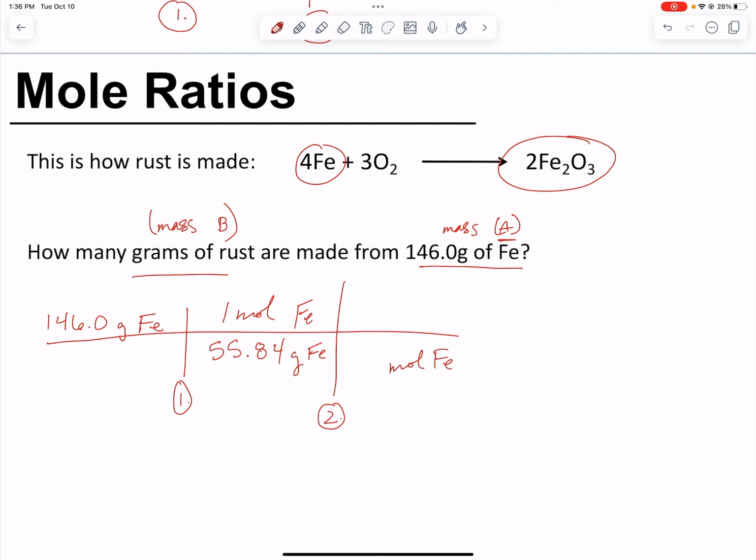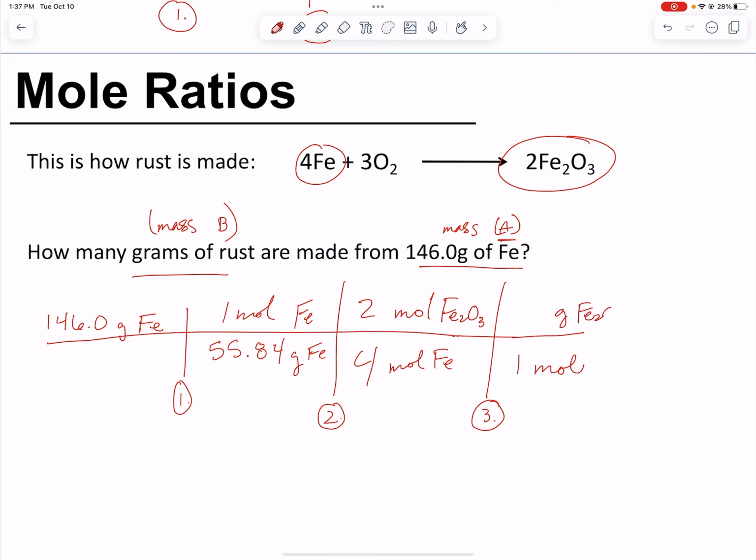I'm going to put that part on bottom, and I'm converting to moles of rust. So for every 4 moles of iron, it's 2 moles of rust. And then lastly, we need grams of rust, so we need a mole ratio, step 3, for rust. So step 1 is you're always dividing by the molar mass of substance A, plug in the molar mass, and then we're going to multiply by the molar mass of iron oxide. Because for every 1 mole, we need to calculate how many grams of Fe2O3 are in 1 mole.